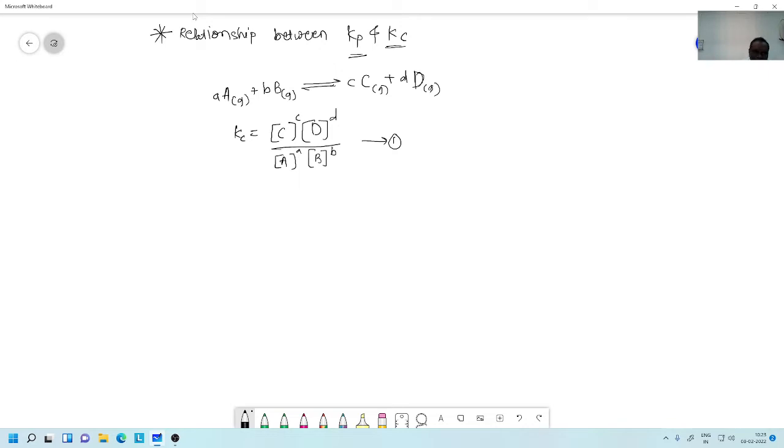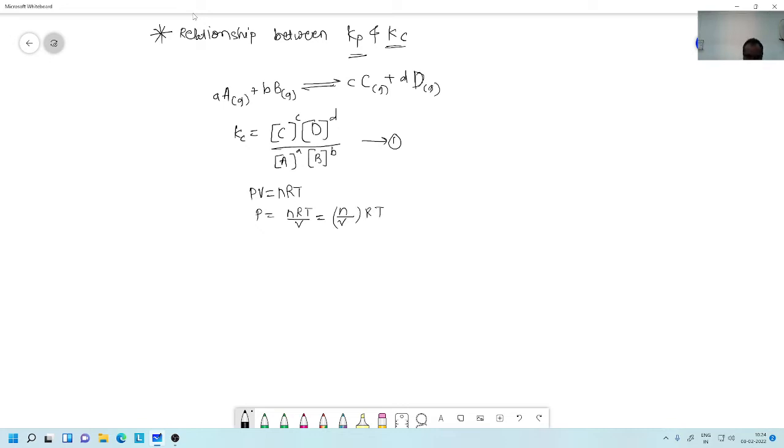Now if gas phases are there, we know the ideal gas equation, that is PV is equal to nRT. Here P is the pressure, V is the volume, n is the number of moles, R is the molar gas constant, and T is the temperature. If I write this, P is equal to nRT divided by V, again I can write n divided by V into RT.